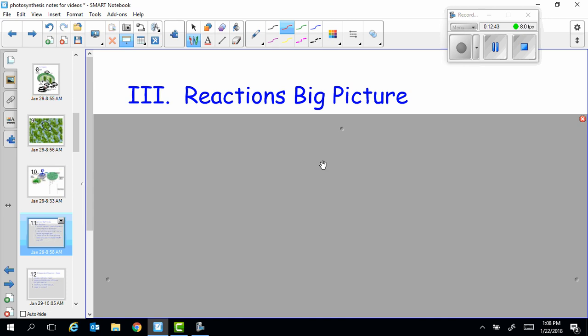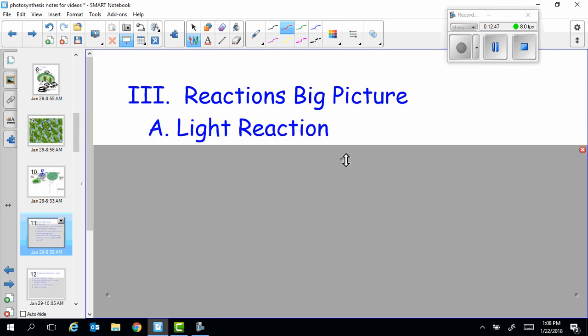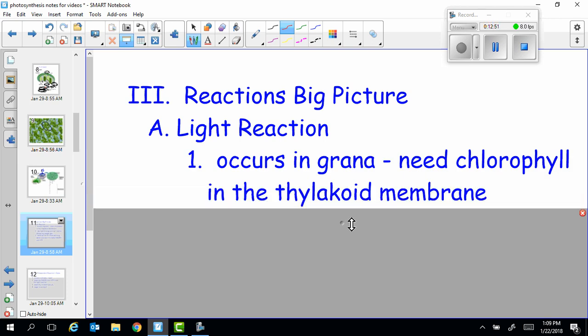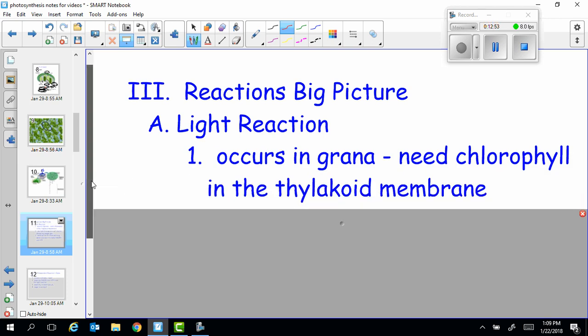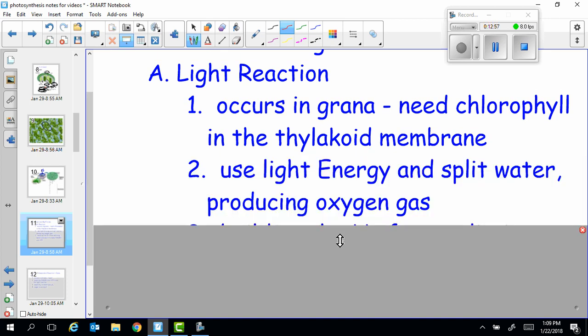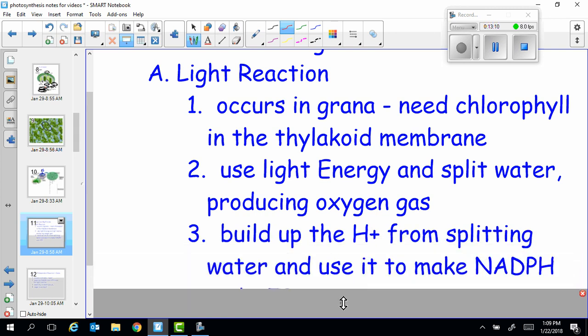All right, let's talk about the big picture of photosynthesis. First of all, the light reaction. The light reaction occurs in the grana. You need the chlorophyll in the thylakoid membrane to do the light reaction. The light reaction uses light energy and it splits water. That's called photolysis. When it splits water, it produces oxygen gas, but it also provides electrons necessary for the light reaction.